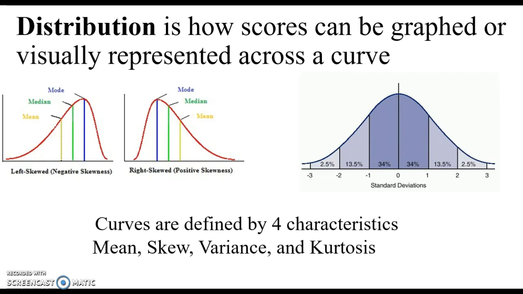And those curves are defined by four basic characteristics: mean, skew, variance, and kurtosis. While mean and variance are also part of other things like measures of central tendency and measures of dispersion, when you look at these four together, you know that you're talking about distribution.